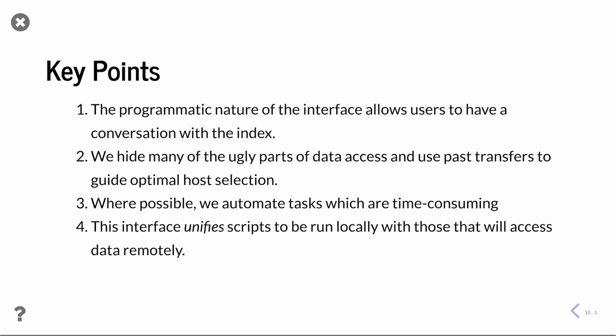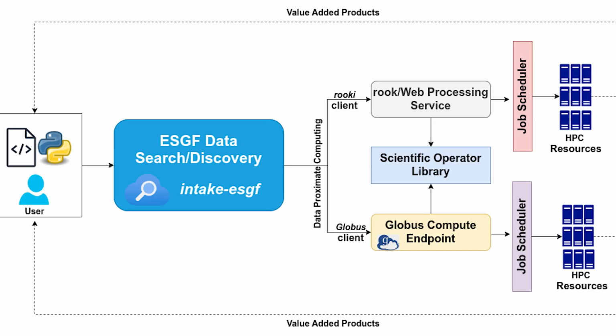The programmatic nature of the interface is important because it allows the users to have a conversation with the index and learn what data may be appropriate to their science questions. It also hides the complexity about how the data is stored or made available to the user and automates many painful tasks. The interface also makes user scripts portable across systems, particularly important as server-side and data-proximate computing options become available.